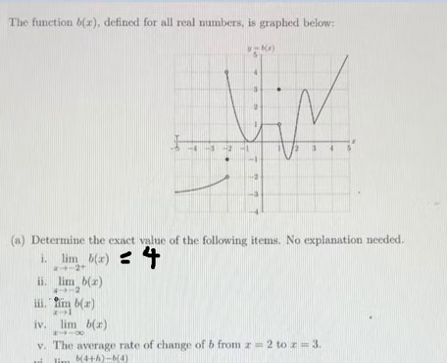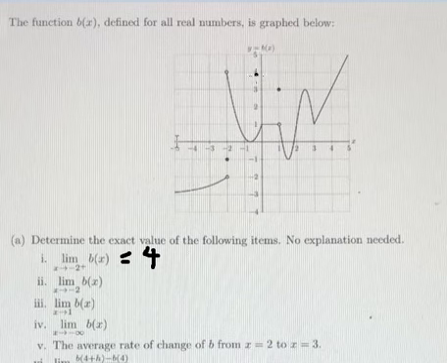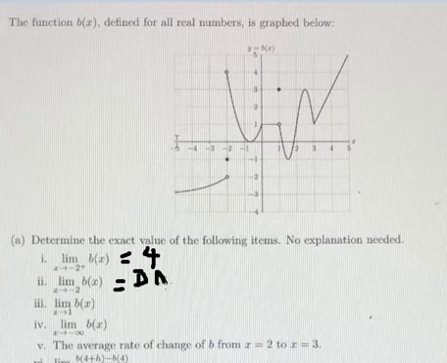Now x approaches negative 2. We can see that on the left, we have negative 2. On the right, we have positive 4. So the left does not equal the right. That means the limit does not exist. So we write DNE.